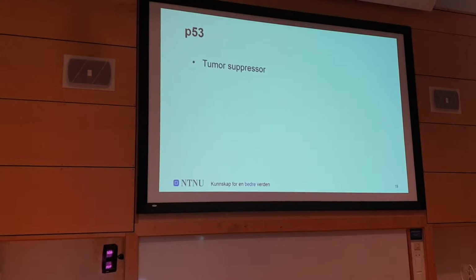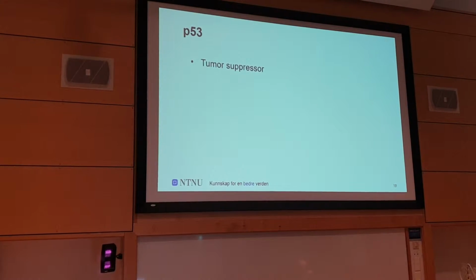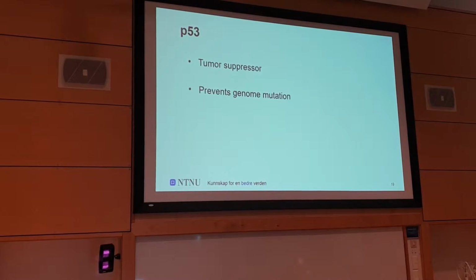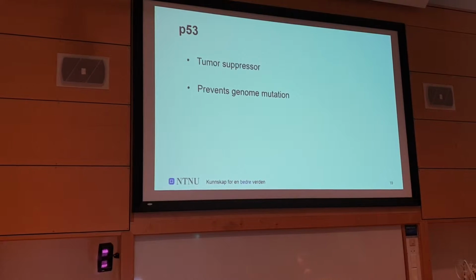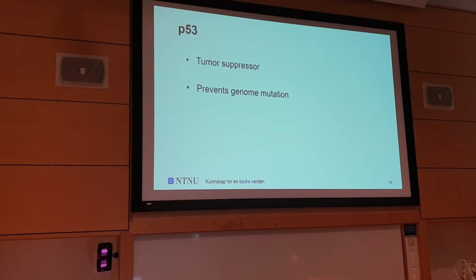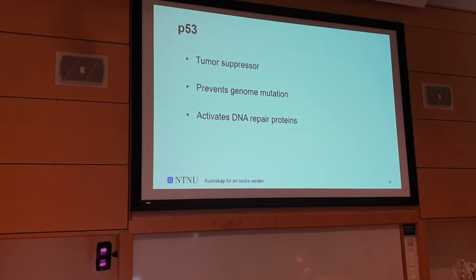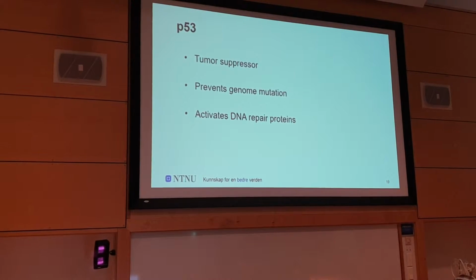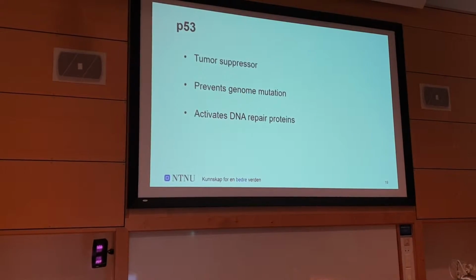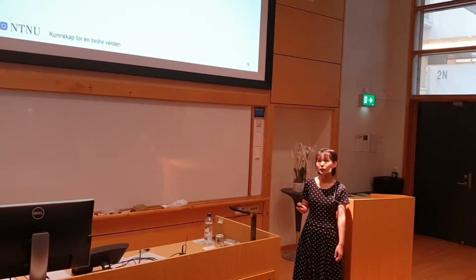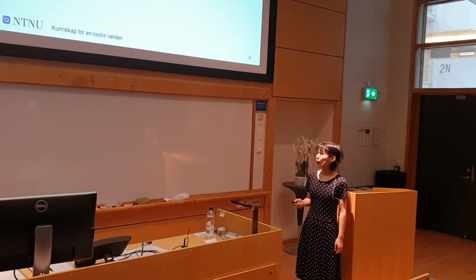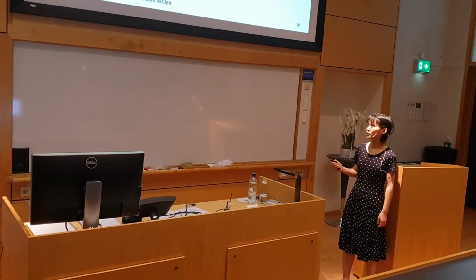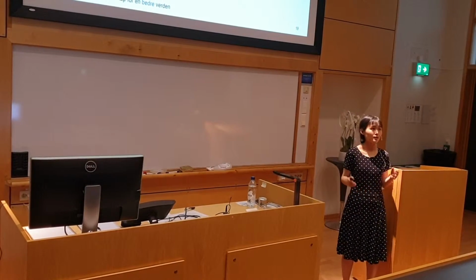So to verify our model, we proposed another protein, P53, which is known as a tumor suppressor. Also, it can prevent genome mutation. But how? P53 can help activate DNA repair proteins when it senses DNA damage. And also it can arrest the cell cycle so that the DNA repair proteins can have enough time to repair the breaks. However, if there are too many breaks, then P53 has to initiate the apoptosis process, and then the cells die.